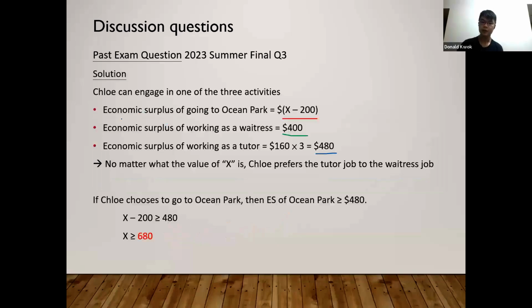Okay, so this is about the economic surpluses of the three activities. And obviously, the economic surplus of working as a tutor is always greater than that of working as a waitress. So we can kind of neglect the second option here. And finally, if Chloe decides to go to Ocean Park, then the economic surplus of going to Ocean Park, which is X minus 200, must be greater than or equal to the economic surplus of working as a tutor, which is 480. And this is an inequality that we'd like to solve. And we'll have the solution X greater than or equals to 680.